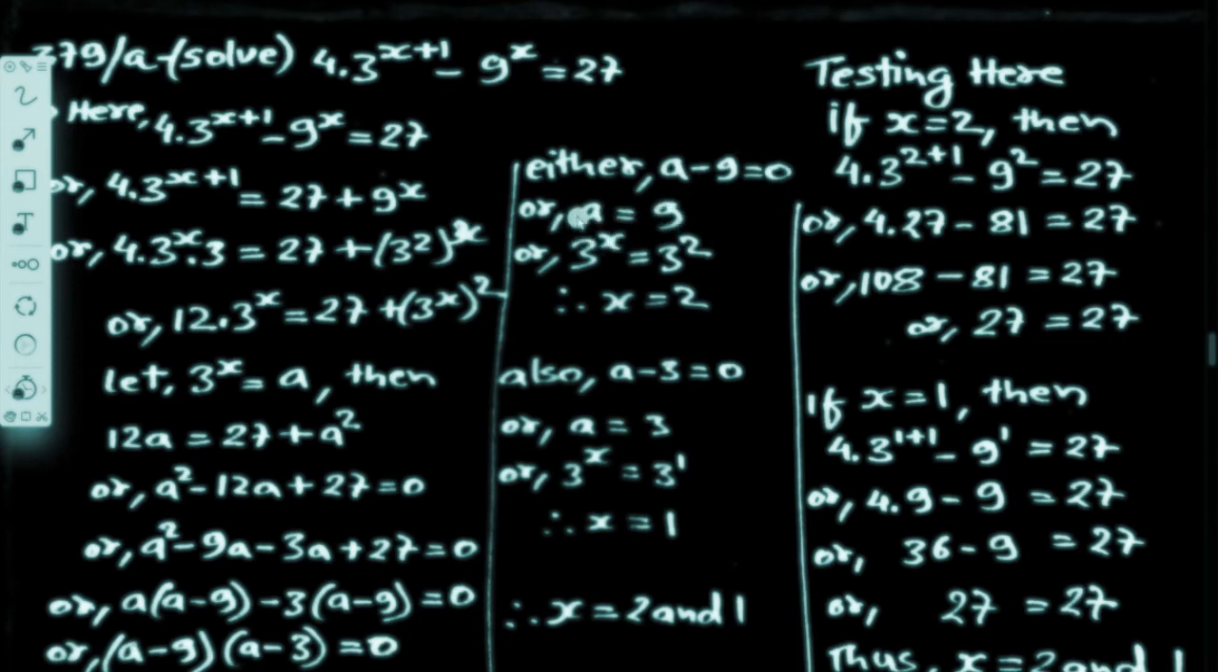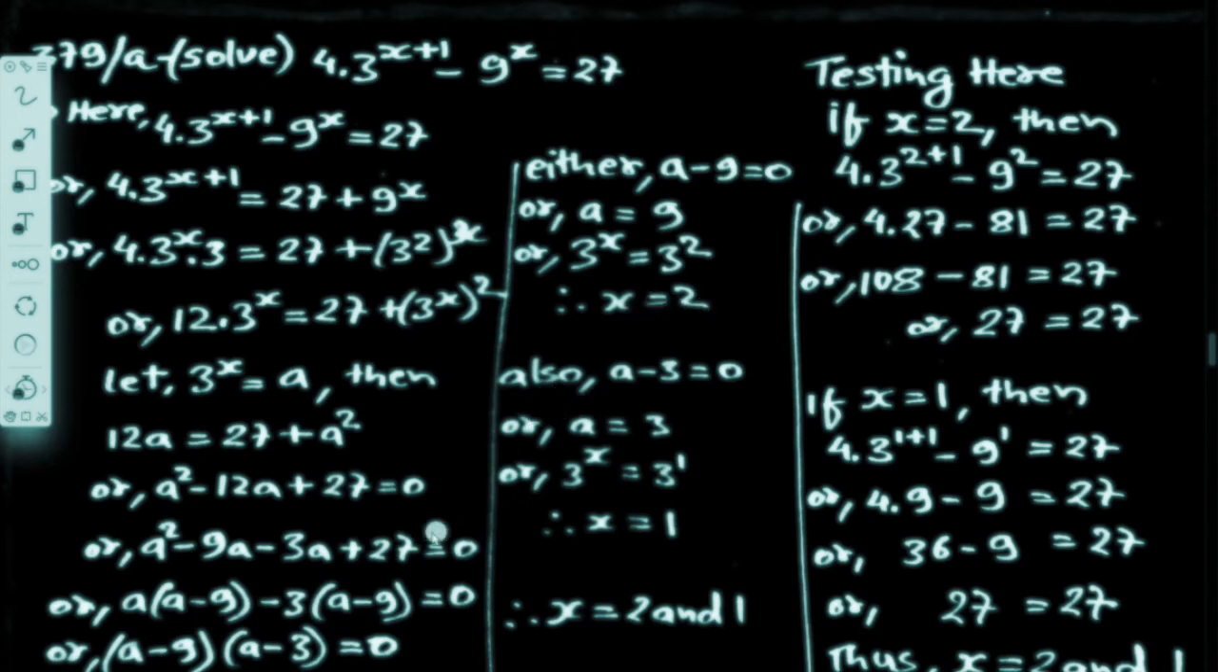Now replace a with 3 power x. 3 power x equals 3 square, since 3 square means 9. Here the base 3 is the same, so x equals 2. Therefore x equals 2 is our first answer.